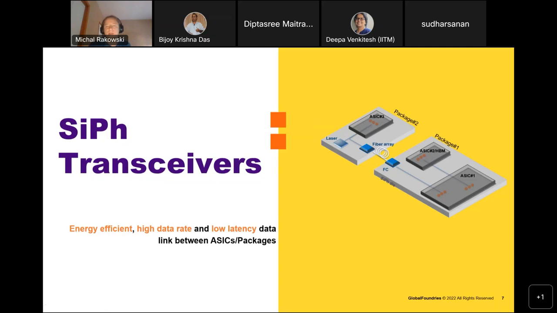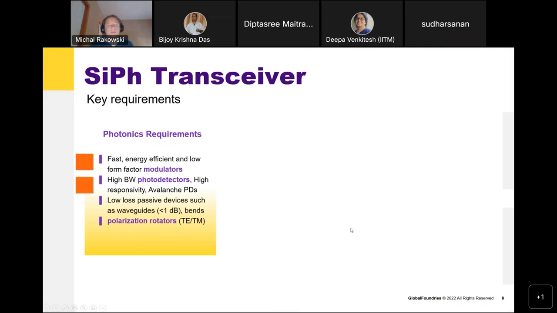So let's look at some transceiver key requirements. When we start with silicon photonics, of course we need the key component, which is a very fast, energy efficient optical modulator, and preferably also small in size, so we can squeeze a lot of them on the chip to enable multiple channels, either going WDM or serial link. The next component we need to match is the high-speed bandwidth photodetectors. Here it is also an advantage to use avalanche photodiodes, which could increase the sensitivity.